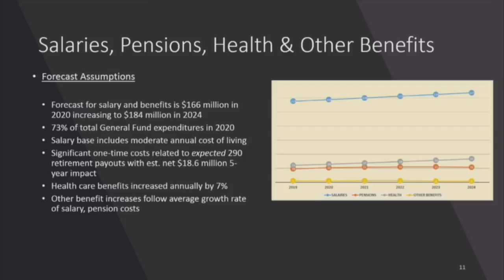Okay. So again, the top four are salary and benefits, way up here on the top. And salary and benefits represent 73% of the total expenditures in 2020. Yeah, so I've already covered these items.